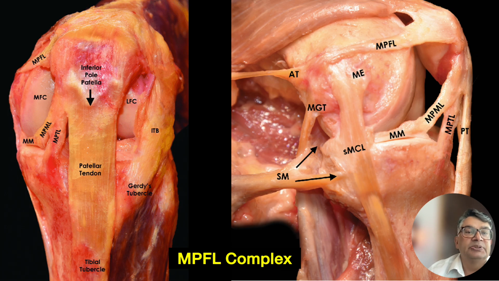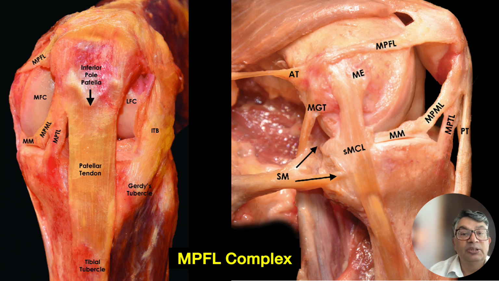We all know that there was an era when we understood the vital role of the medial patellofemoral ligament, and we thought that the medial patellofemoral ligament is the sole primary stabilizer of the patella. But over a period of time, we have understood that it is not only the MPFL. There are several other soft tissue structures which are very, very important for the stability of the patella. That's why these are called the MPFL complex.